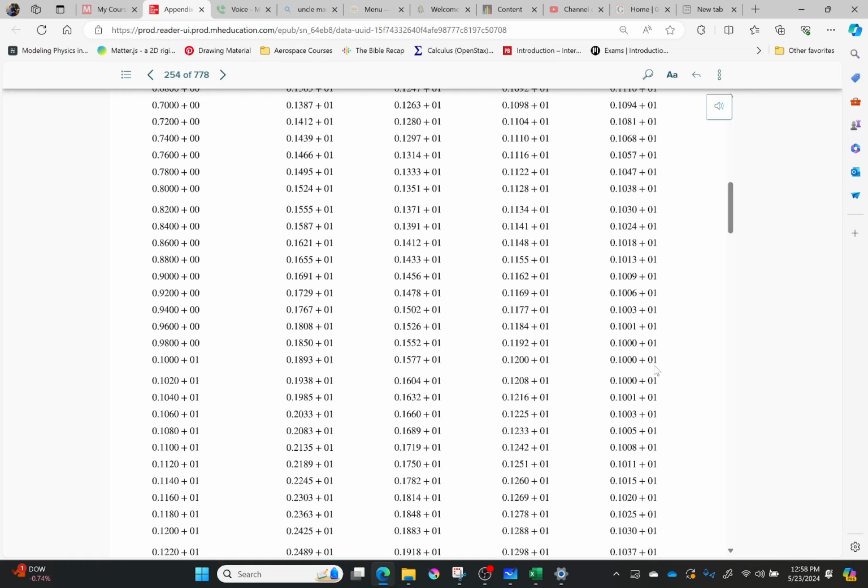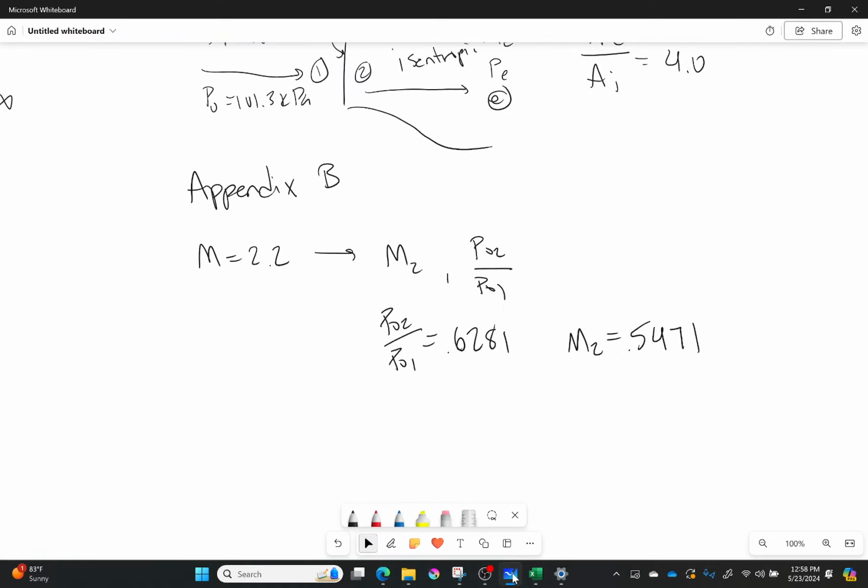So we now know that this A star is a point of reference. As a note, it doesn't have to exist in my flow. It's just a point that I'm referencing everything else to. Because if I look at my flow right here that I'm working with, when I'm expanding here, I am subsonic right here, and I'm going to be subsonic right here as well because I'm expanding. It never hits sonic, but I can still use this as a reference point, since they're both going to be looking at it.